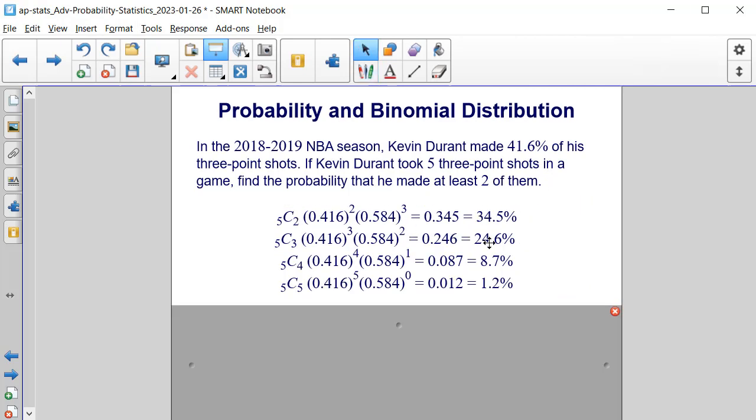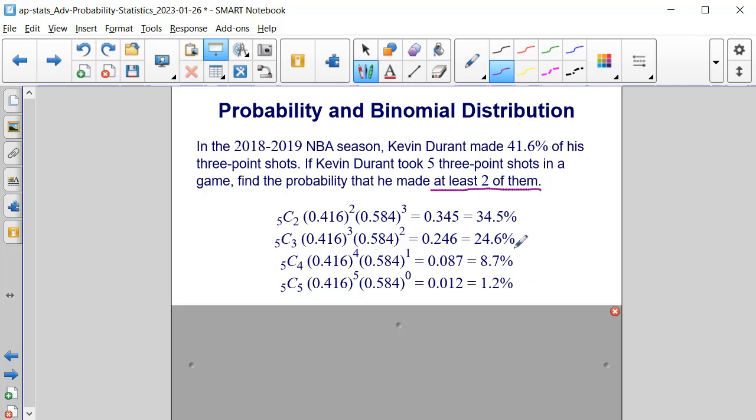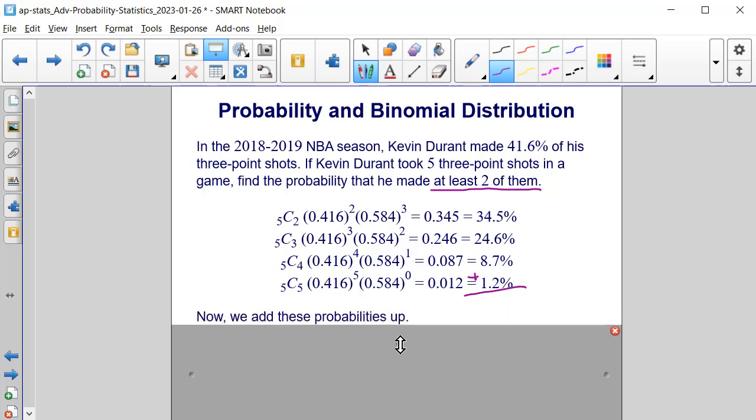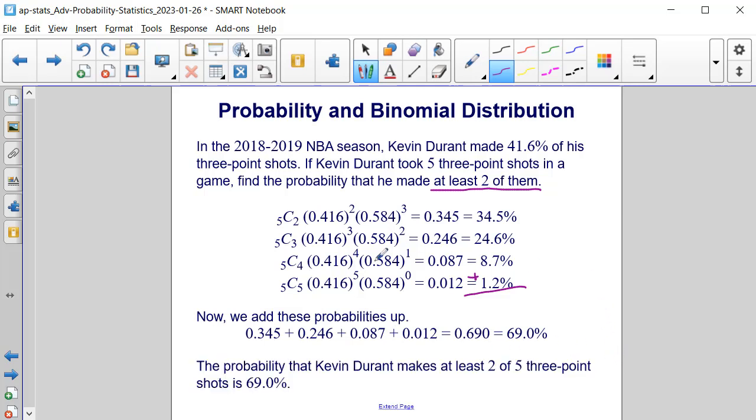Now that we found each of these probabilities, like the probability that he makes 2 three-point shots, the probability that he makes 3 three-point shots, the probability that he makes 4 three-point shots, and the probability that he makes all 5 of his three-point shots, to figure out the probability of at least 2 of them, all of these count, so we need to add all of them up. And when we add all of them up, we get 69%. So the probability that Kevin Durant makes at least 2 of 5 three-point shots is 69%.